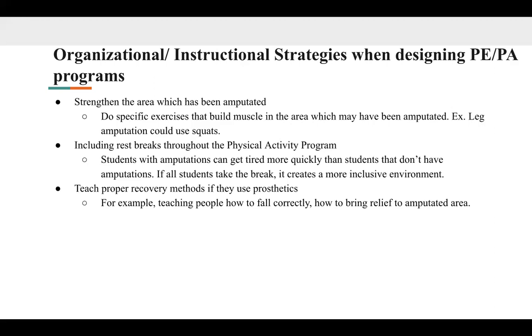For kids that have amputations in school, including rest breaks throughout the physical activity program could be beneficial because students with amputations can get tired more quickly, especially if they don't have a prosthetic. They're using certain areas of their body more to compensate for where they have the amputation, so they get tired more quickly than students that don't have amputations. And if all students take the break, it creates a more inclusive environment so that the student with the amputation doesn't feel left out in any way.